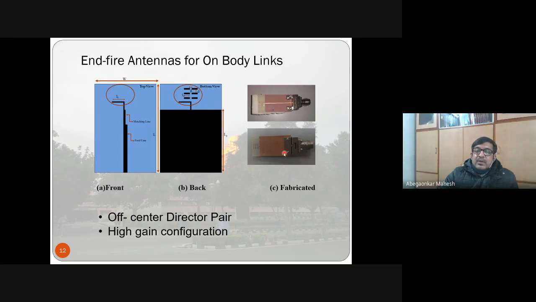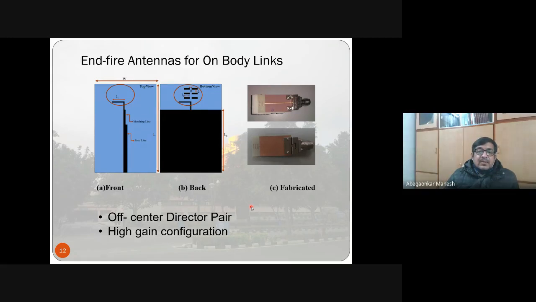And then this is the back side. This is basically an off-center director pair. These directors, right, are off-center. They are not in the center. You can see a cut here in between. And this gives us a very high gain configuration. So we'll see the results here.